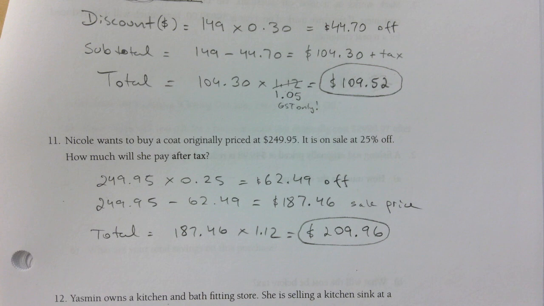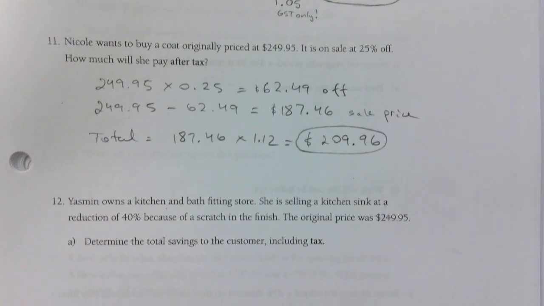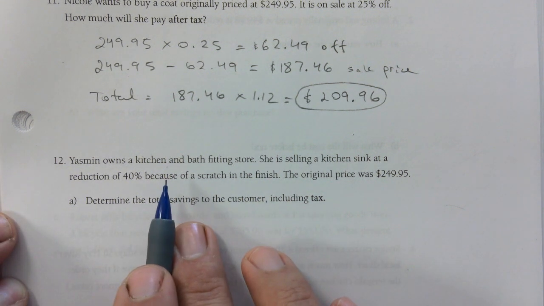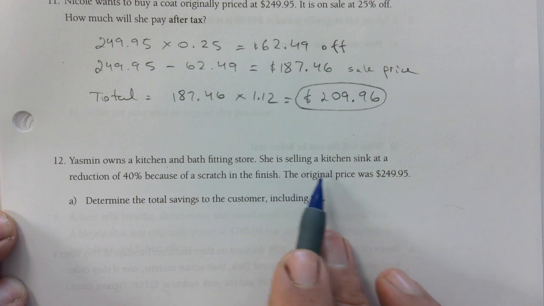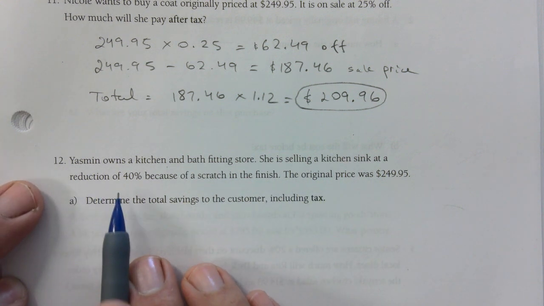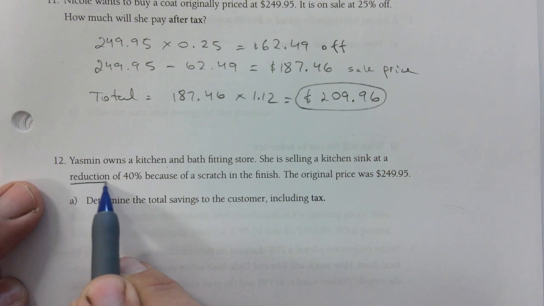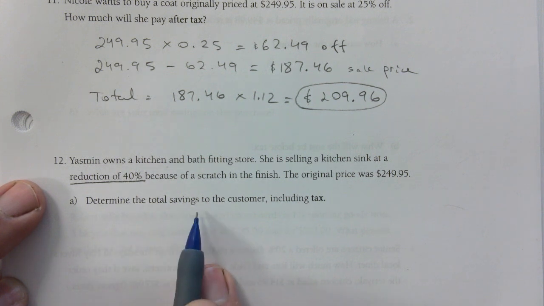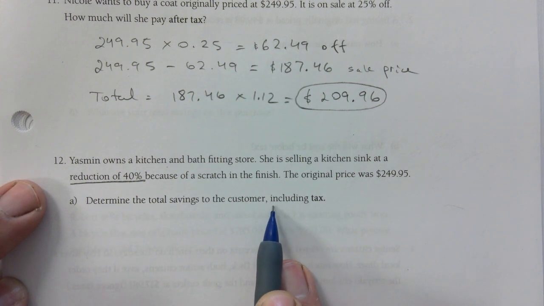Right, moving on. Number 12. Own a kitchen and bath fitting store. She's selling a sink at a reduction of 40%. So there's a reduction. It's almost like a decrease or a discount because of a scratch in the finish. Okay. The original price was $249.95. Determine the total savings to the customers, including tax.